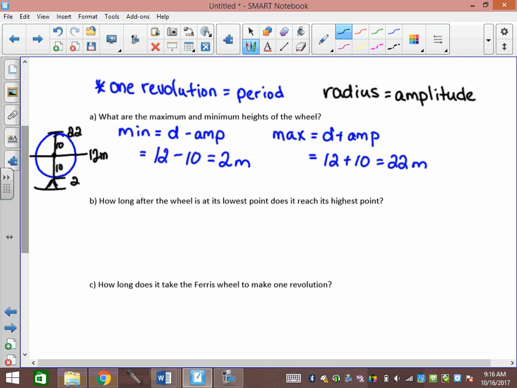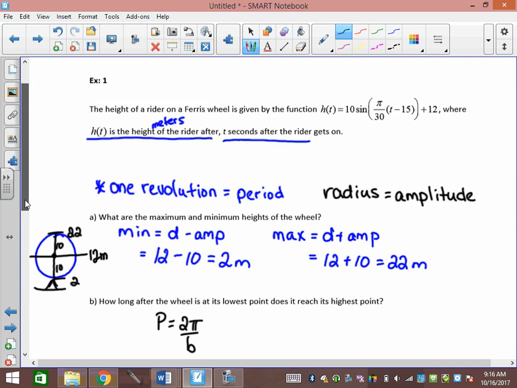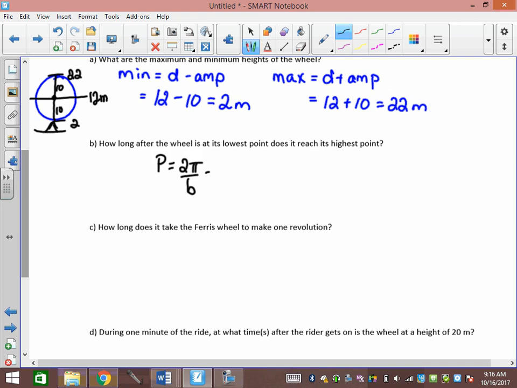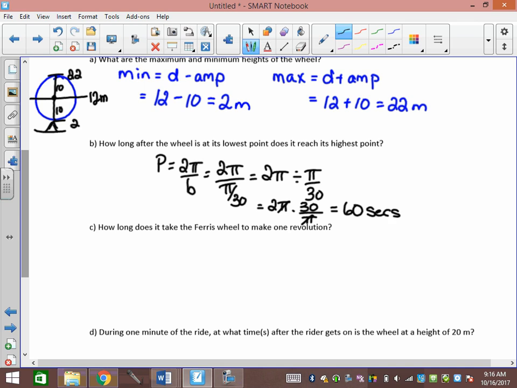So we want to find the period, which is 2 pi over b. What is b? Pi over 30. So we're going to get 2 pi divided by pi over 30. And whenever I have a division of fractions, I write it sideways. So 2 pi divided by pi over 30, or 2 pi times 30 over pi. The pi's cancel, and I get 60 seconds. Technically, this baby repeats itself every 60 seconds.